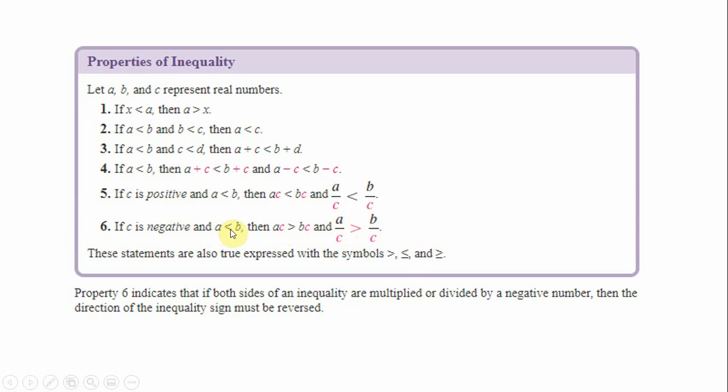So these statements are also true expressed with the symbols greater than, less than or equal to, greater than or equal to. Once I recognize the inequality, I can do all these things, but everything's going to be fine up to this point. I'm going to have to flip this one, flip this one, flip this one if I multiply or divide by a negative number. And this one kind of summarizes the statement here.